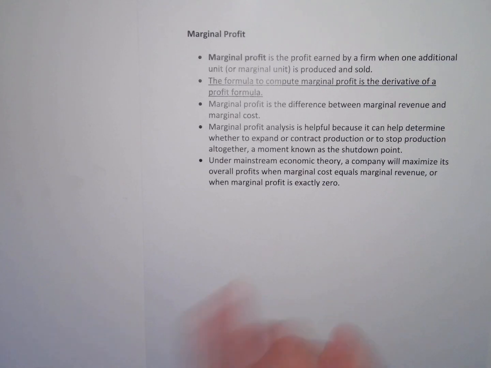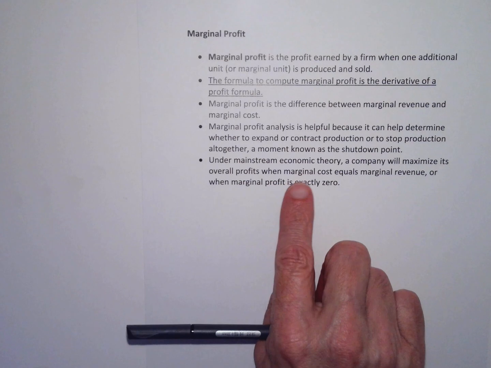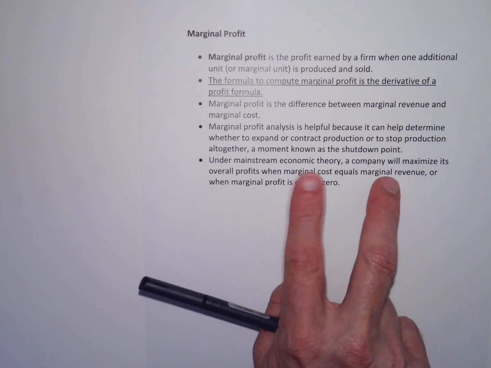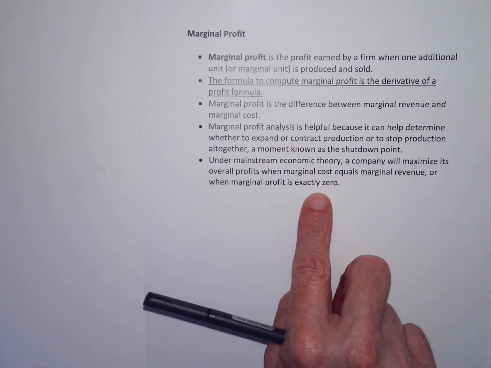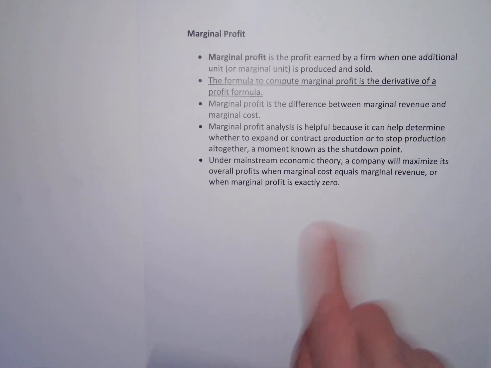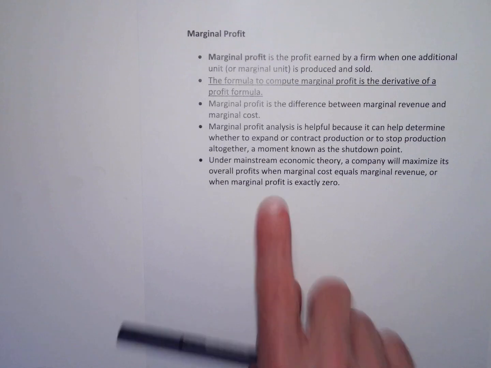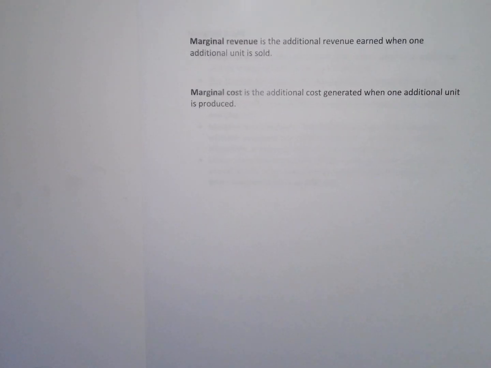So under mainstream economic theory, a company will maximize profit when marginal cost equals marginal revenue, because profit is revenue minus cost. And when these things are equal, the marginal profit is zero. You're not making any more, but you're not leaving any money on the table. If you make and sell one more, you start losing money. And if you did one less, you could have made one more unit of sales that you still made profit on.